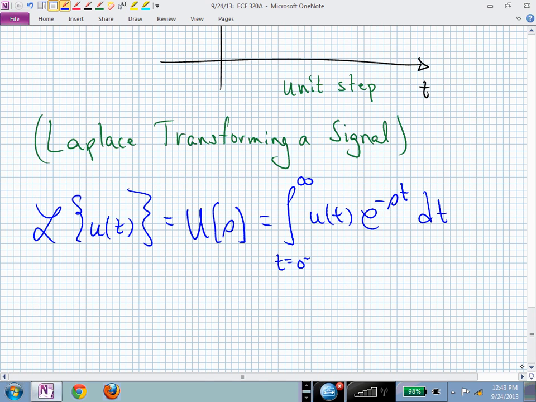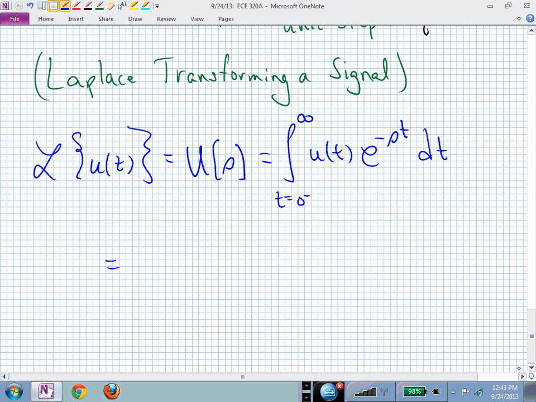Now let's compute this. Over this particular integration interval from 0 minus to infinity, what does the waveform u of t look like as a function of time? It's pretty complicated, isn't it? It doesn't have any time dependence. It's just always 1. And now we keep the integrand there, e to the minus st dt.